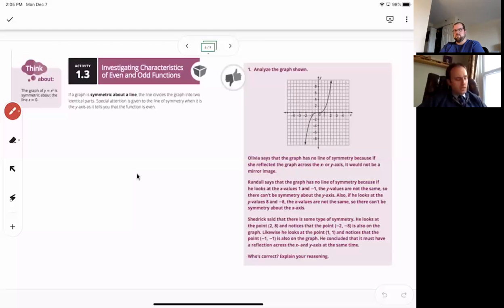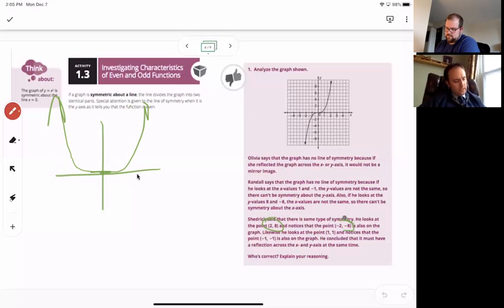But that is part of the odd nature of things. With the even graphs, they already told us if we're symmetric about the y-axis, then we have the same thing. That's an even graph. With these odd ones, Shedrick's talking about 2, 8, and -2, -8. You notice how you have a point up here and then that same point, but down here.